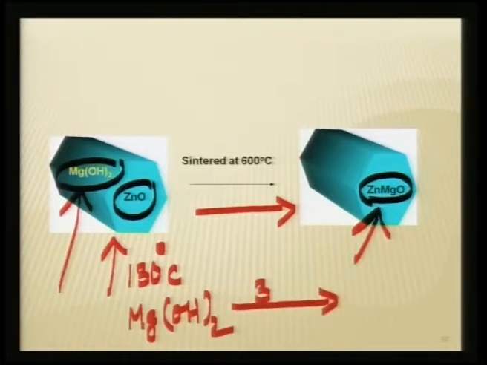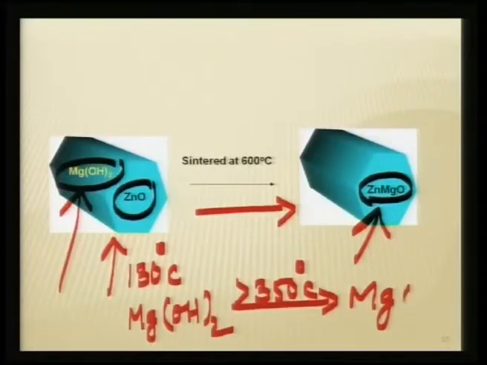it decomposes only above 350 degrees C, whereas cadmium hydroxide, which will come at a later stage, will decompose at less than 150 degrees C. So magnesium hydroxide, because it decomposes only above 350 degrees C, when you do the polyol synthesis, when magnesium nitrate is getting converted to magnesium hydroxide, gets just surface coated on zinc oxide. So it is not exactly doping.